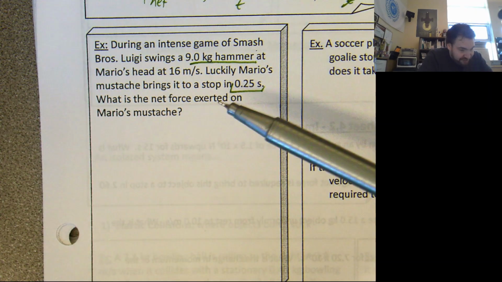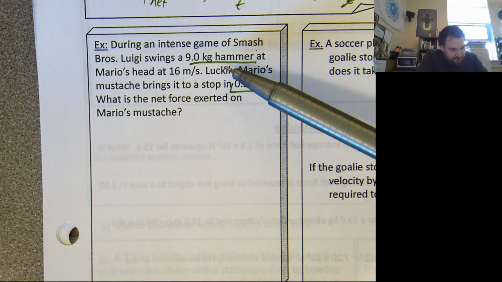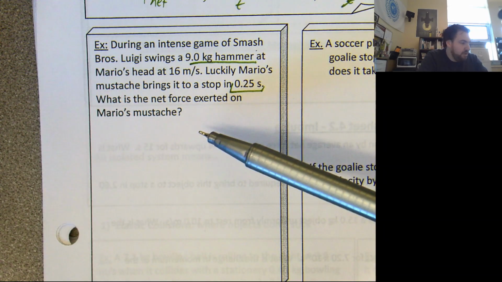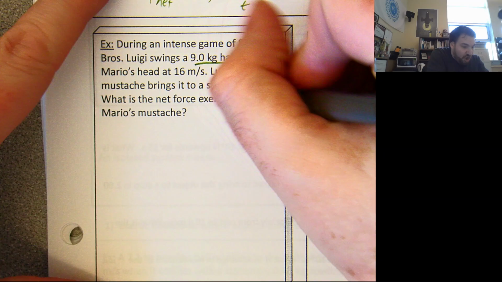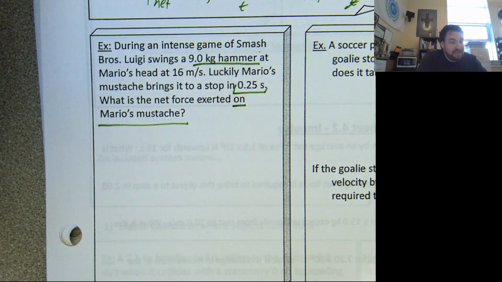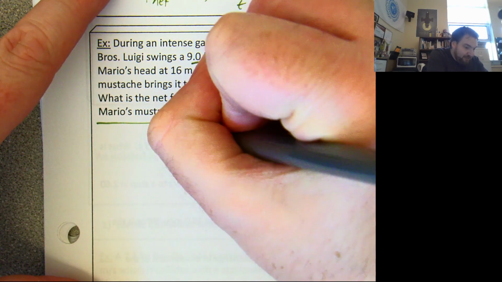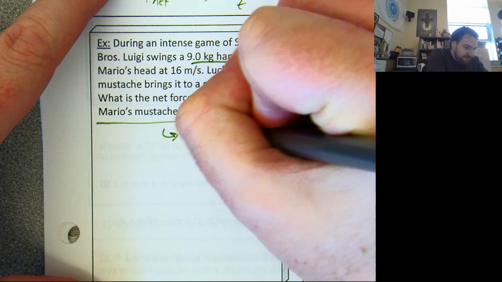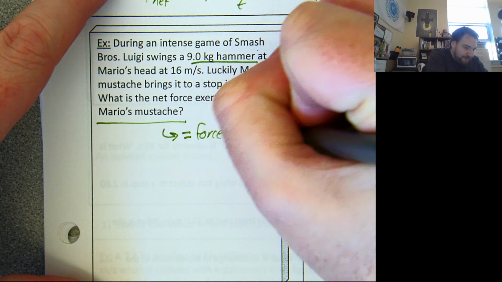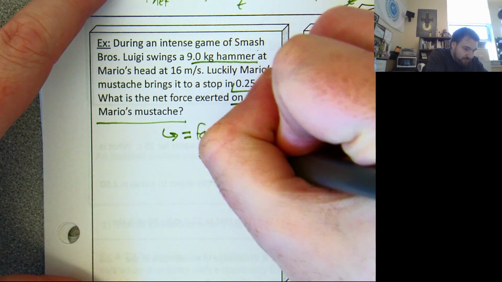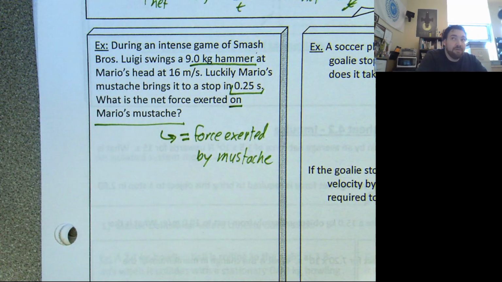So Mario's mustache manages to bring this hammer to a stop. What is the force exerted on the mustache? The force exerted on the mustache is going to be equal to the force exerted by the mustache, and it's going to be equal and opposite.